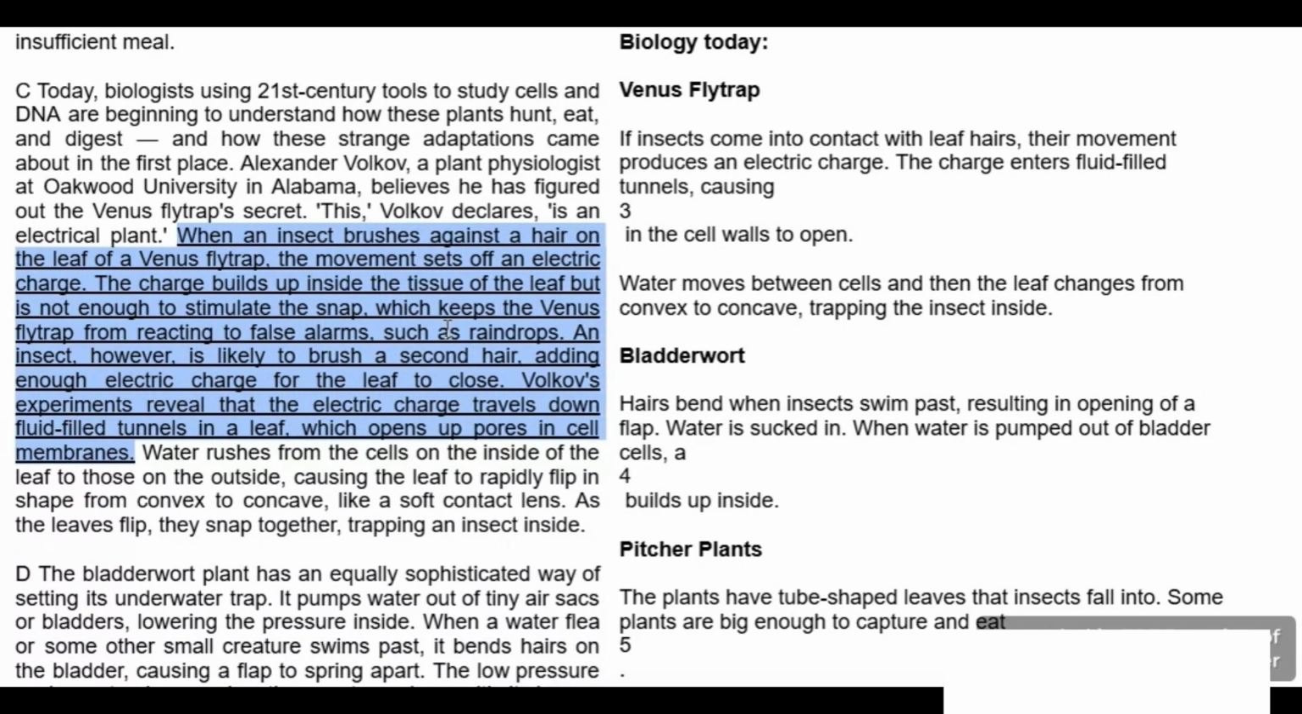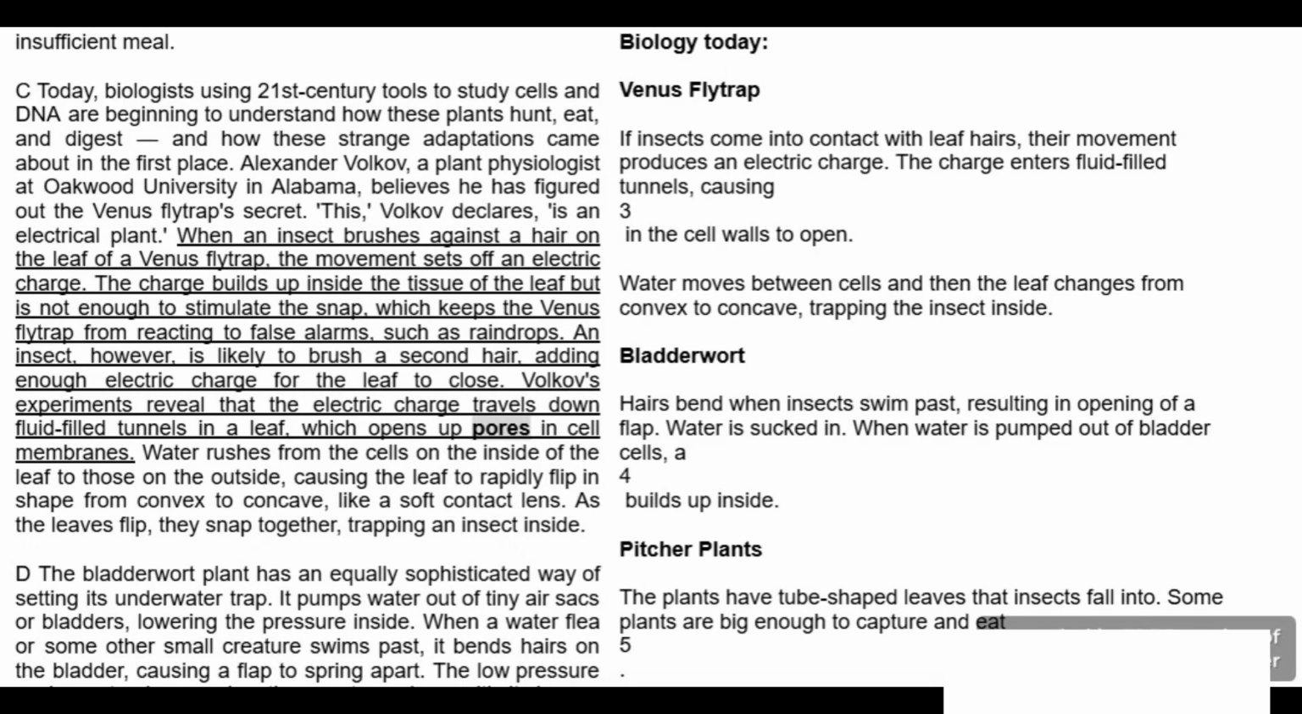Where does the charge go? The text says the electric charge travels down a channel or tunnel in the leaf. It moves through the channel in the leaf and affects the cells. What happens inside the leaf? The charge makes something open in the cells. The text says which opens up in the cell membranes. So the question asks what is caused to open in the cell, and the text says exactly: pores. So the answer here will be pores.